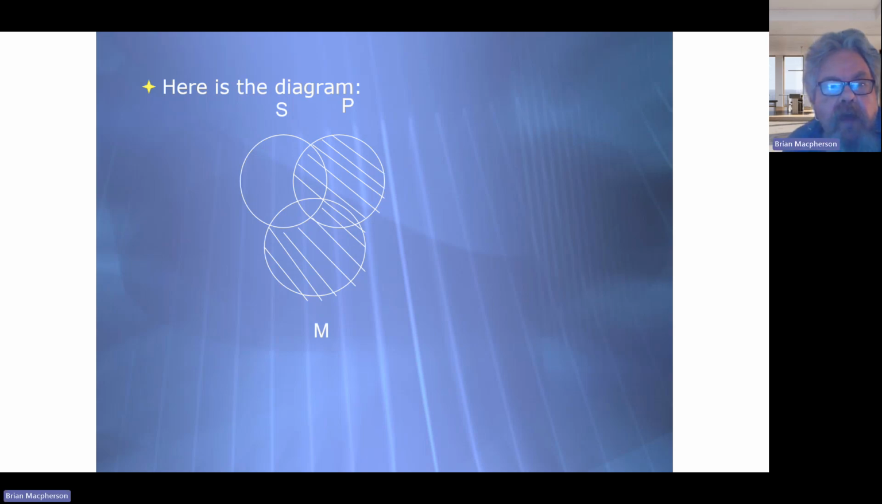But notice that that's not what I get in my diagram. In other words, by diagramming in my premises, I don't get the conclusion. And what I've just drawn for you here is the conclusion. Therefore, we can say that the syllogism is invalid, right?